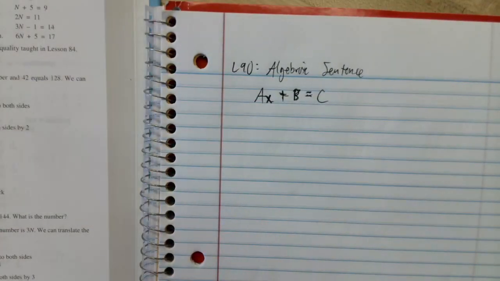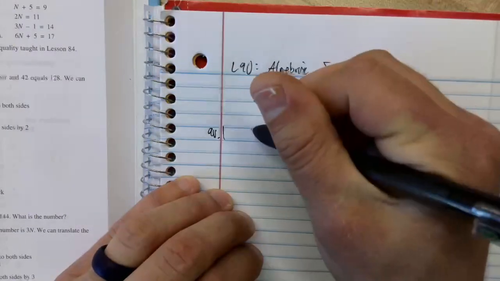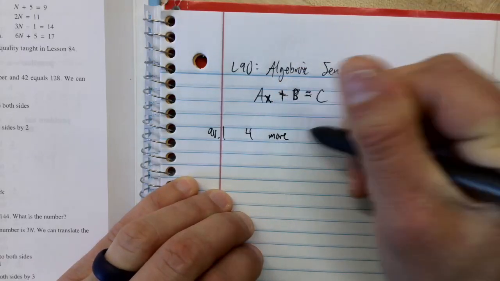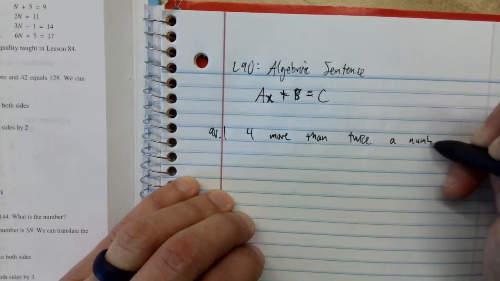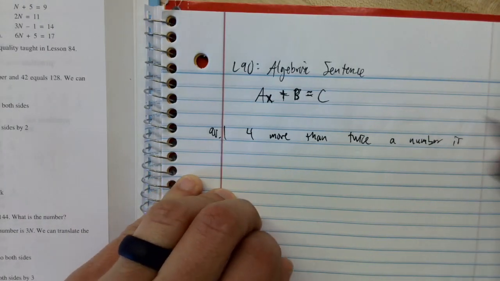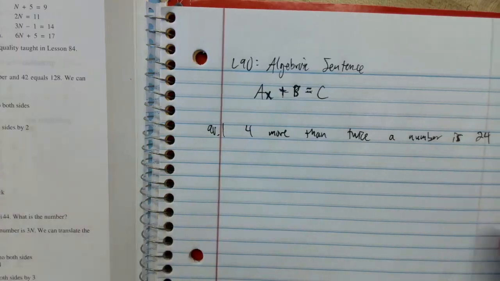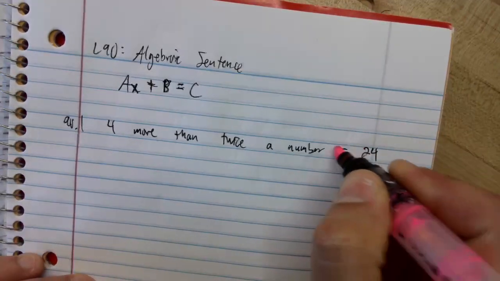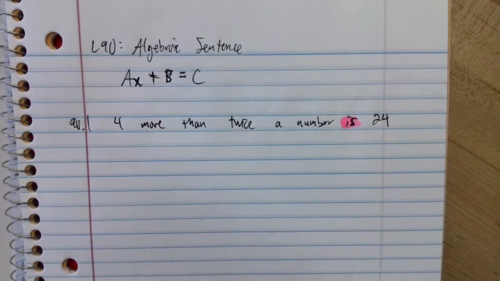So why don't we put a little bit more substance in that, okay? Why don't we say something like, four more than twice a number is 24. Okay? Why is that a sentence? It is a sentence because of that word right there. It declares something is true, a relationship, okay? The sky is blue, the wall is white. 4 more than twice the number is 24.